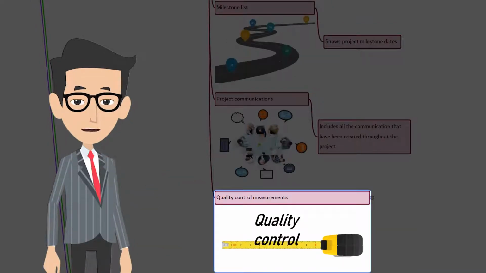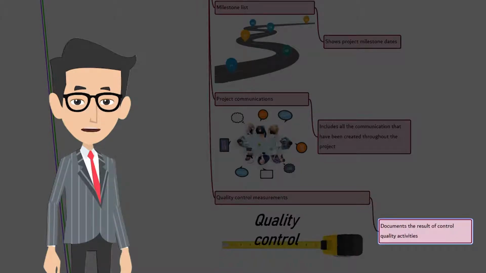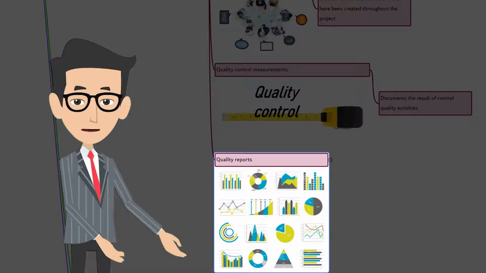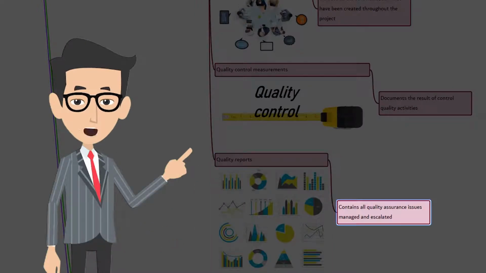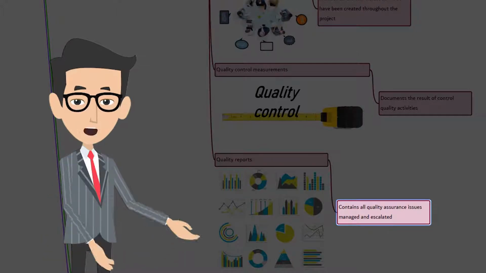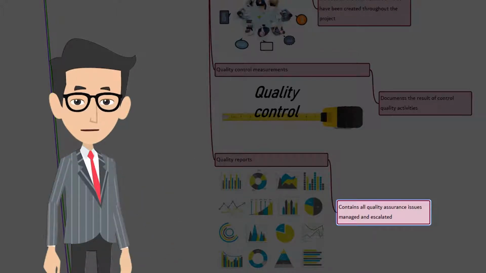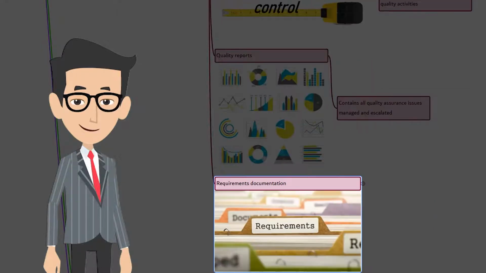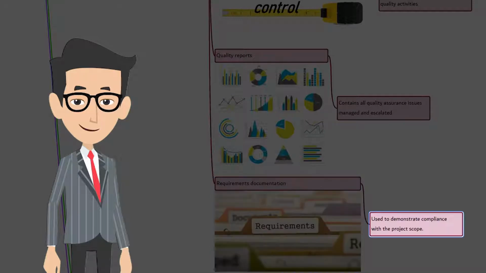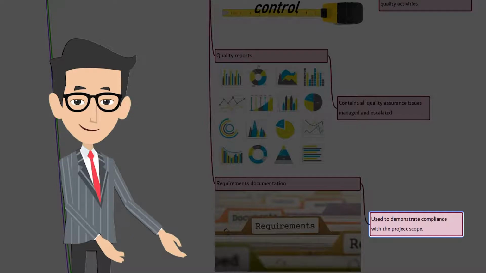Quality control measurements. The quality control measurements document the result of control quality activities and demonstrate compliance with the quality control requirements. Quality reports. Quality reports may include all the quality assurance issues managed or escalated by the team, recommendations for improvements, and summary of findings from the control quality process. Requirements documentation. Requirements documentation is used to demonstrate compliance with the project scope.